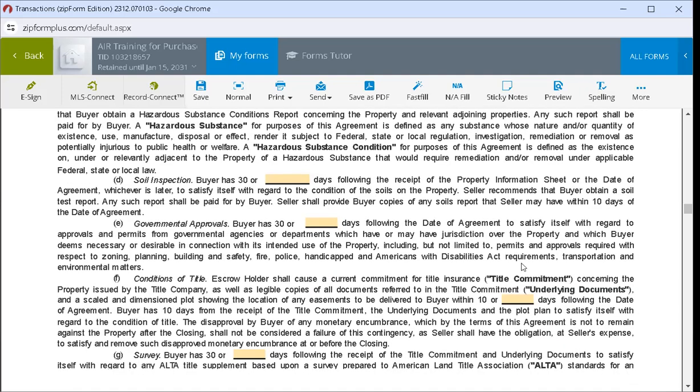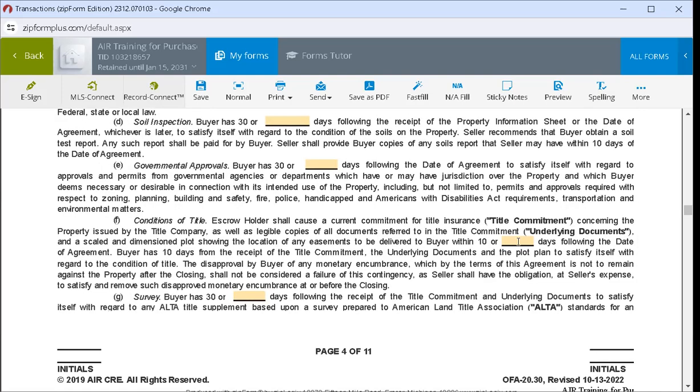Government approvals, the buyer has 30 days following the date of the agreement to satisfy itself with regards to permits from the government agencies or departments and things of that nature. I would imagine that the buyer may want to go to the city and check on things to make sure they can operate their business, or whatever they think they're going to operate there in that building.